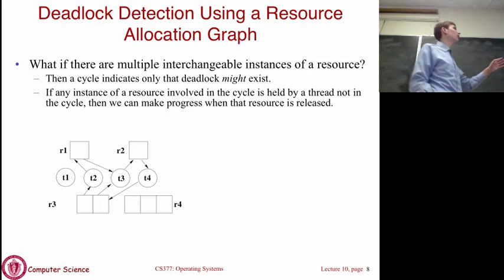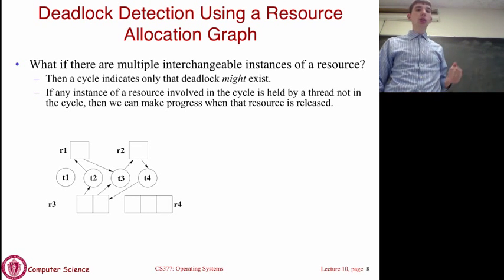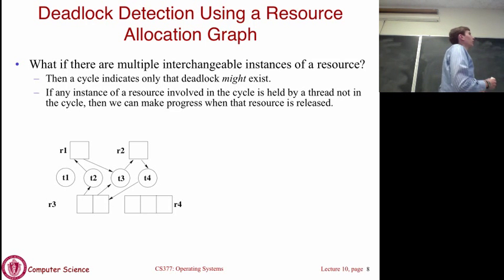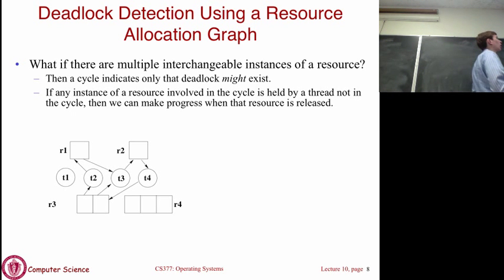So we can essentially extend this idea of a resource allocation graph to account for the fact that you may have multiple copies of a resource. This is essentially the same example as before, except now we have 2 interchangeable copies of resource 3 and 3 interchangeable copies of resource 4. Otherwise, it's the same. We still have 1 copy of R1 and 1 copy of R2. So in this case, a cycle does not necessarily indicate that a deadlock exists.